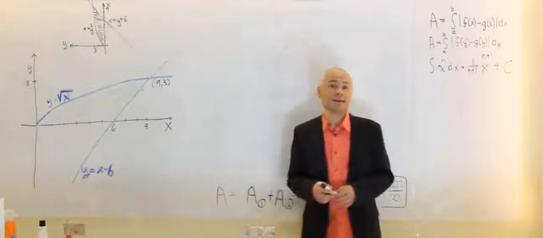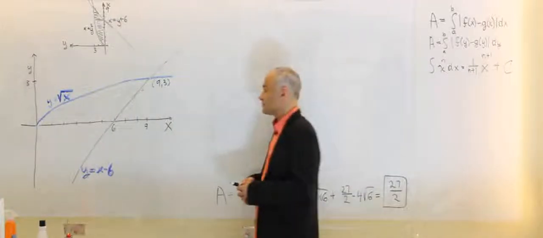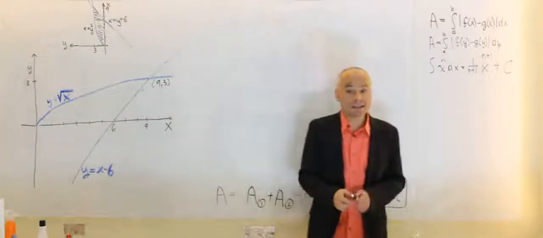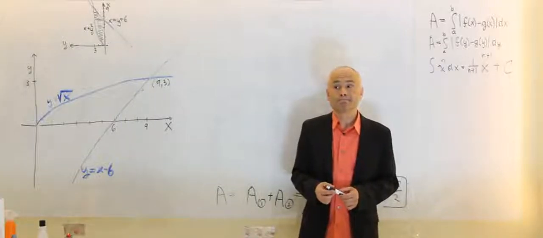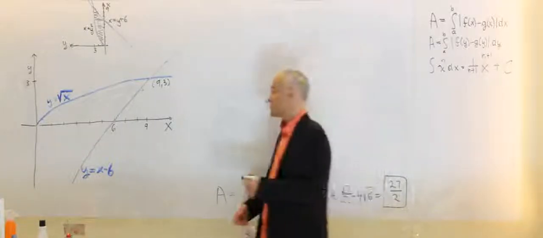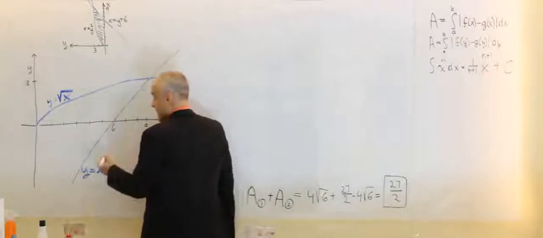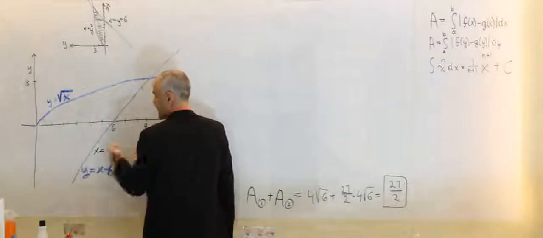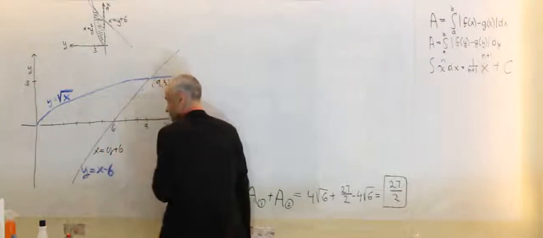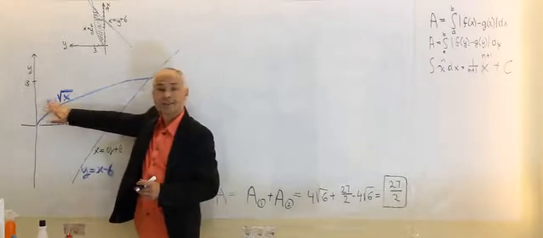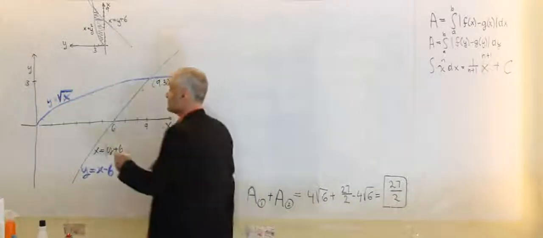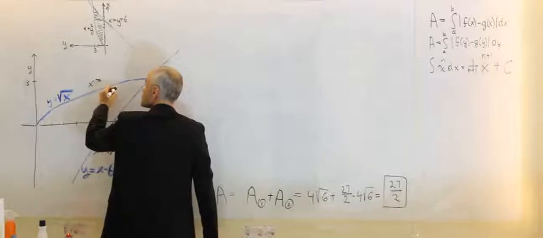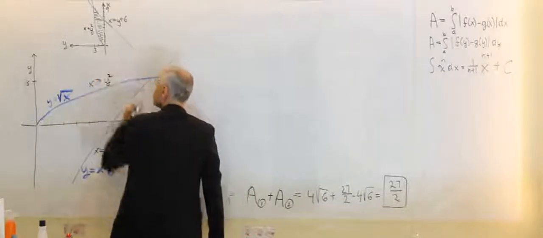But before we do that, we need to represent the same curves, the line and the other curve, as functions of y, because we will be integrating with respect to y. So if y is equal to x minus 6, then x is equal to what function of y? Y plus 6. And if y is equal to the square root of x, then x is equal to what function of y? Y squared, yes.